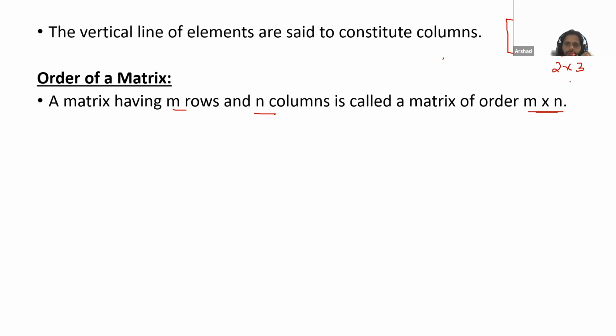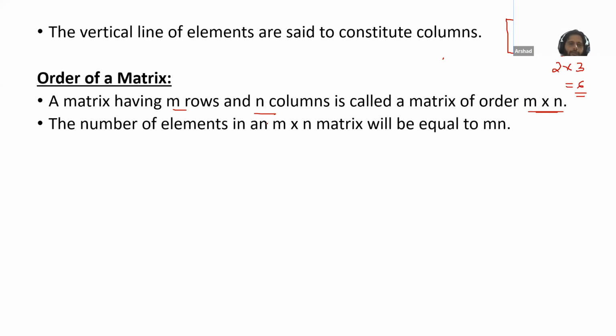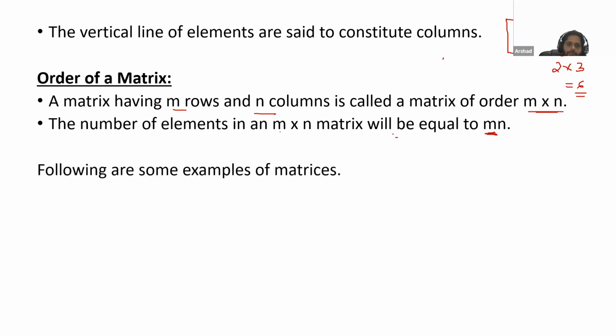If you will multiply the order, then we will get a 6. If you will count all the elements which are given here, then 1, 2, 3, 4, 5, 6. So this matrix have 6 elements. Now, the number of elements in a m by n matrix will be equal to mn. So if you need to find the number of elements in a matrix, just multiply the order. You will get the total number of elements.